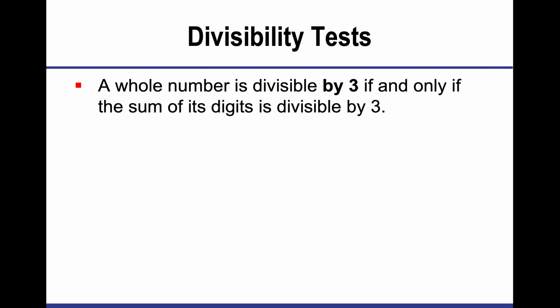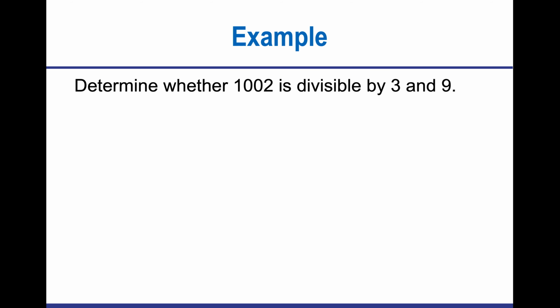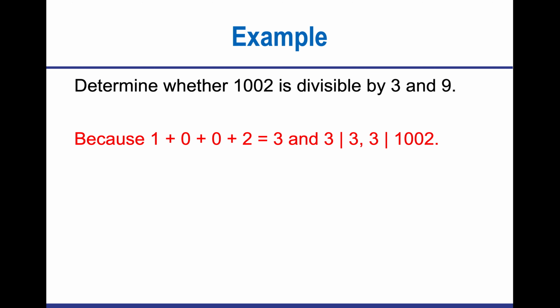Now let's look at numbers that are divisible by 3. If they're divisible by 3, the sum of the digits has to be divisible by 3. If it's divisible by 9, the sum of the digits has to be divisible by 9. So let's look at an example. If I wanted to know if 1002 is divisible by 3, I would add the digits: 1 plus 0 plus 2. And I say, okay, is that divisible by 3?